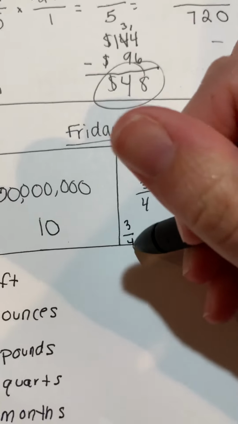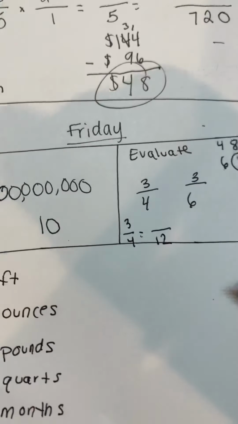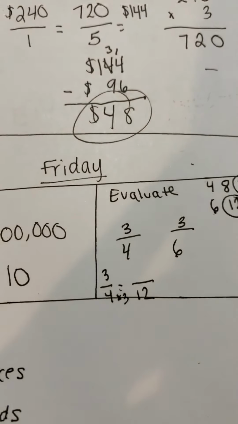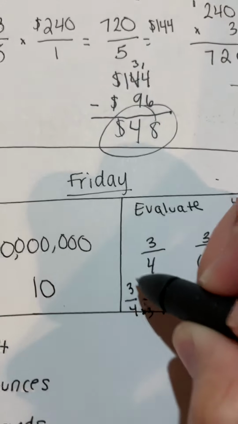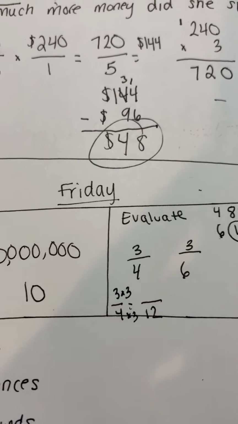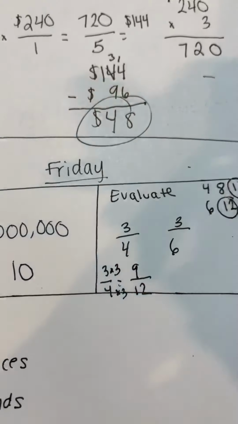So 3/4 equals how many 12s? We need to figure that out. 4 times 3 equals 12. So what we do to the bottom, we must do to the top. 3 times 3 equals 9.